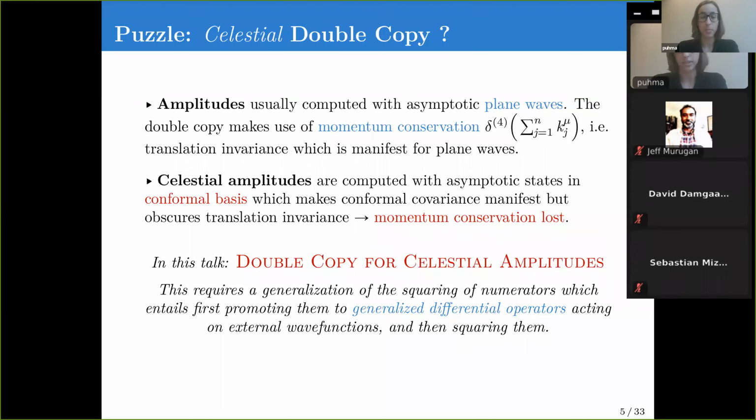So in this talk, I will show to you that there exists a well-defined double copy procedure for celestial amplitudes, but this requires that we generalize the usual squaring of numerators. Namely, we first should promote these numerators to generalized differential operators that act on external wave functions and then square them. And I'm gonna describe this now in detail.